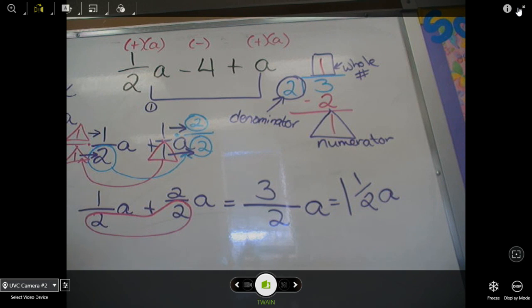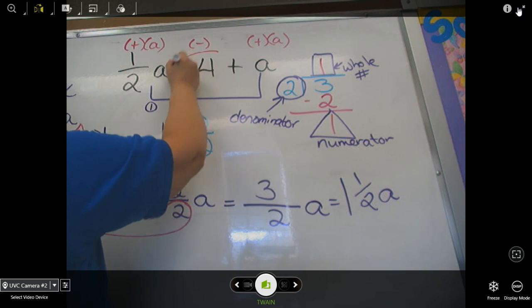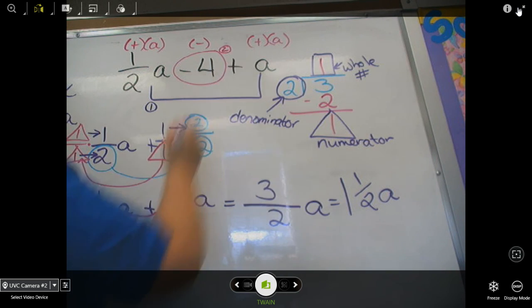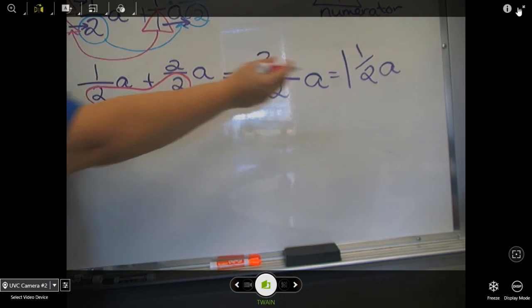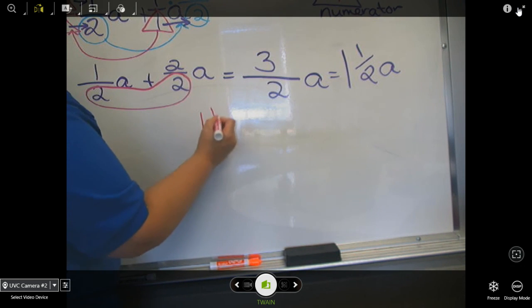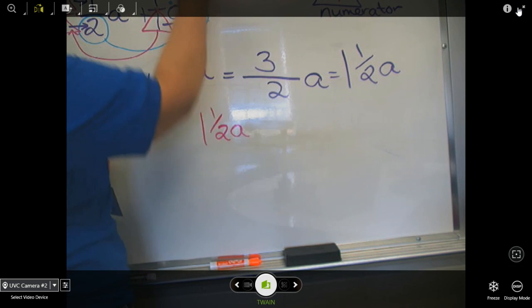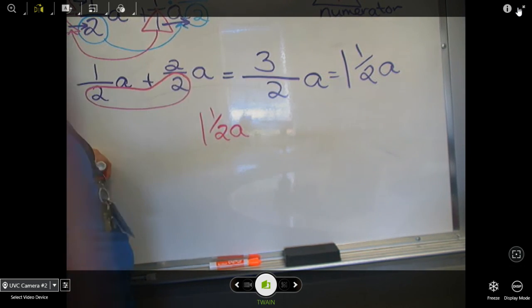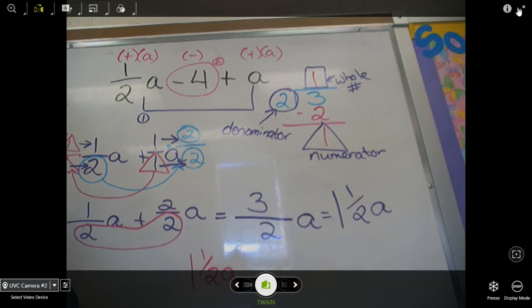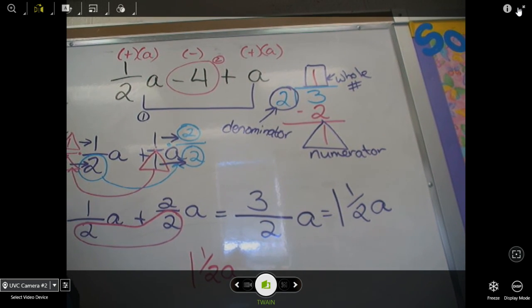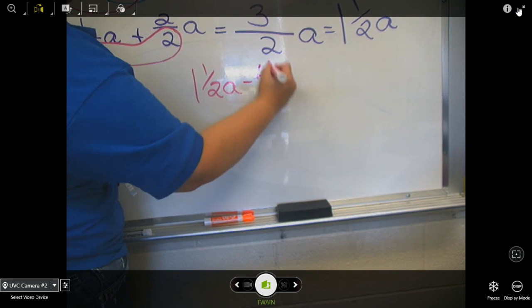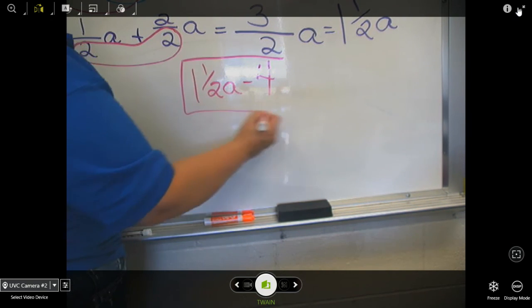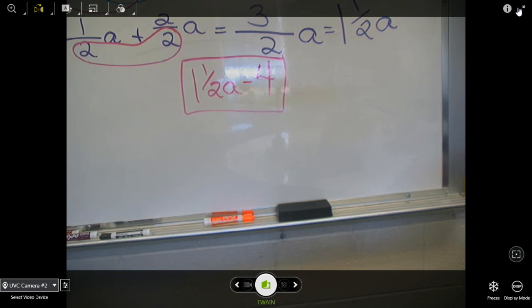Now, step 2 is just going to be to bring this down. I'm going to move my camera down a little bit so you can see. So I have 1 and 1/2 A. And now all I got to do is bring down this -4. Oh, you can't see it. We're literally going to bring it down. So -4. And that, my dear friends, would be your answer.